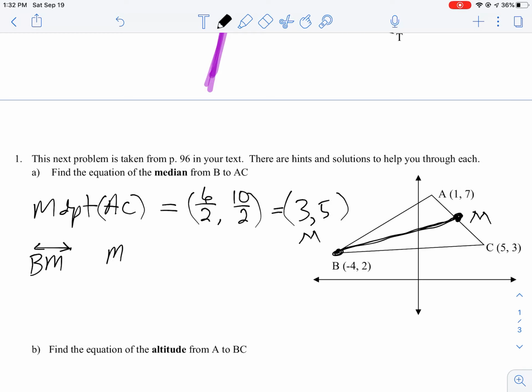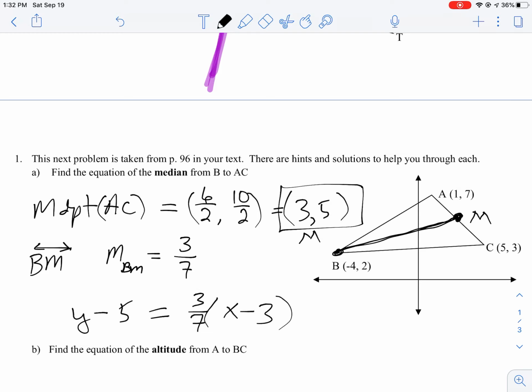So I need my slope from B to M. So I'm going to say slope from B to M. And let's do the rise. So the rise would be 5 minus 2, which is 3. And the run, which is 3 minus -4, or 7. So that slope is a little bit of an ugly slope, but that's okay because it doesn't tell us to put this line in any particular form. So my plan is just to use point slope form. And I think I'm just going to make it run through point M. So I'm going to say y minus 5 equals the slope, 3/7, times x minus 3. There's my equation of that median.